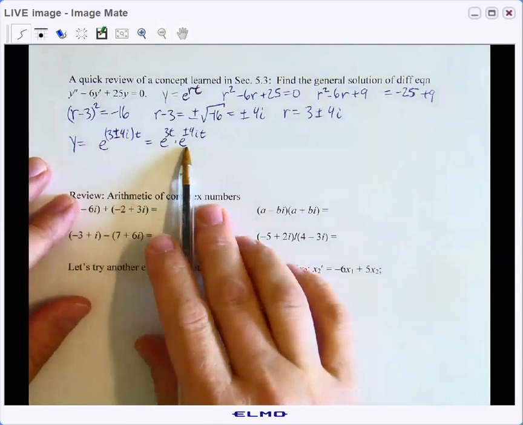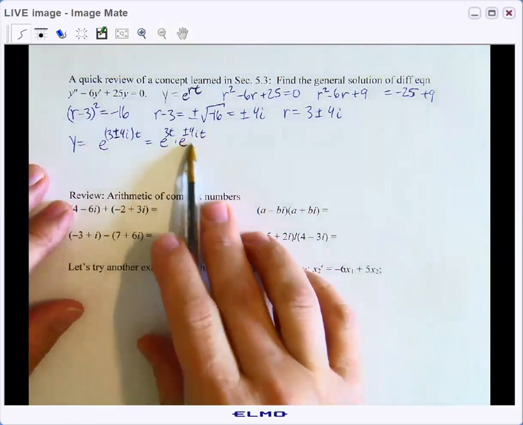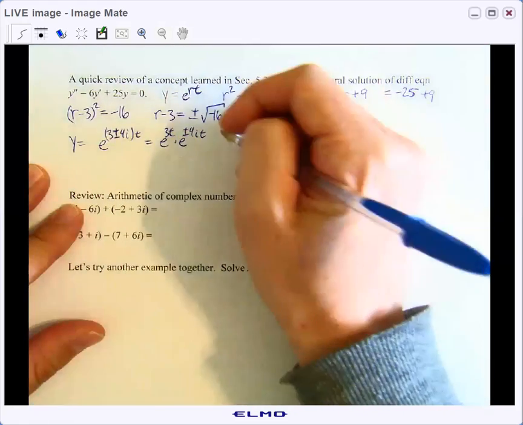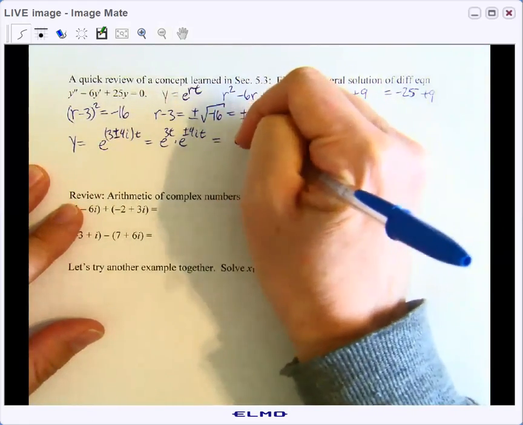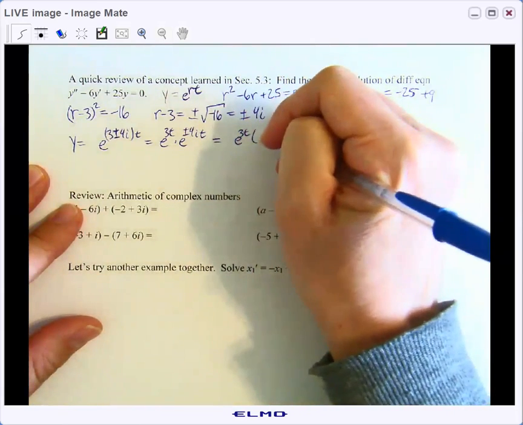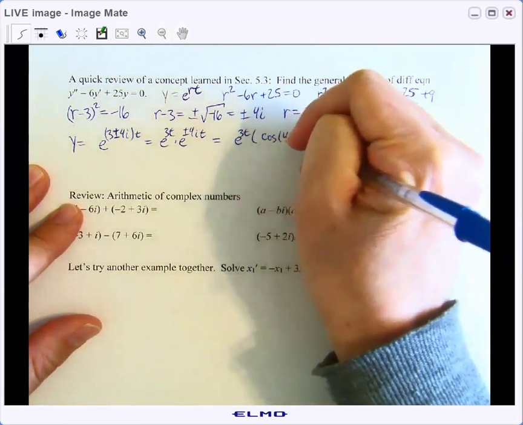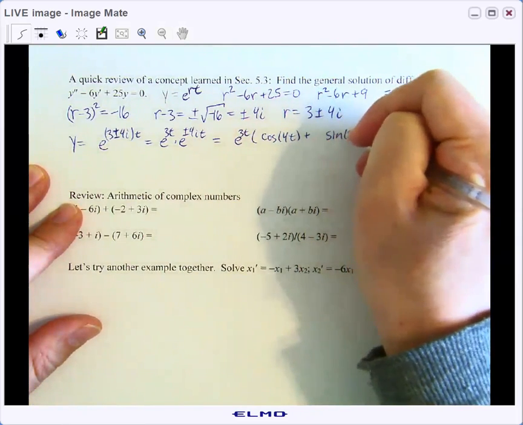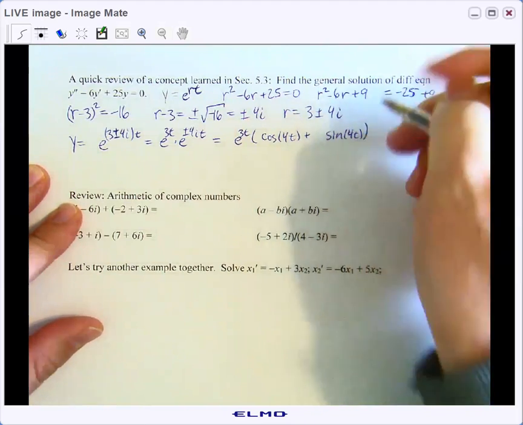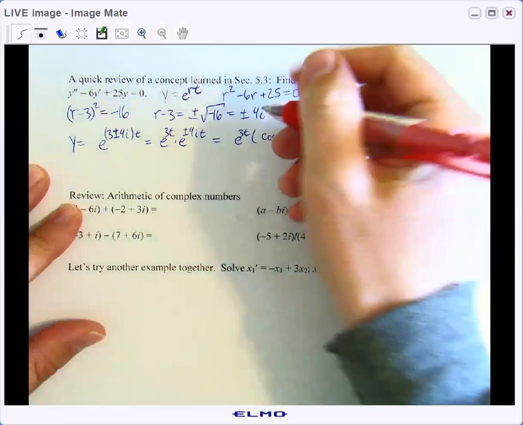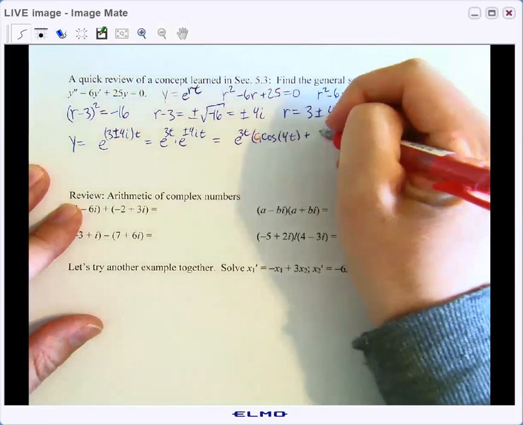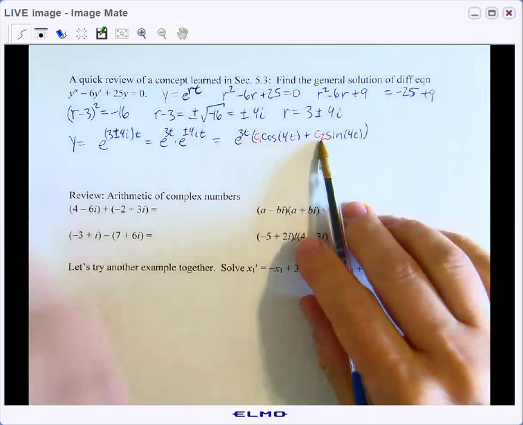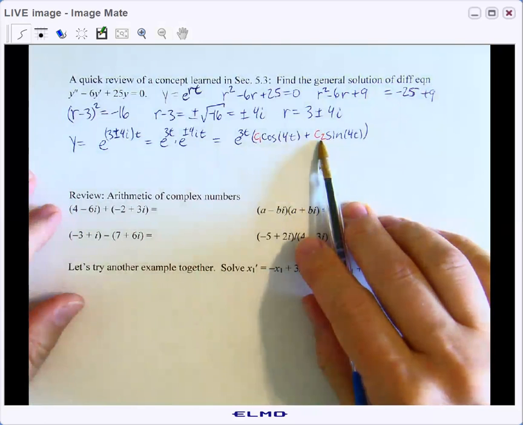So if we use Euler's formula, we can get our two linearly independent solutions from using just one or the other. So we would get e to the 3t times cosine of 4t plus i sine of 4t using Euler's identity. But we then said, hey, let's throw in some constants there. So we'll throw in a constant 1 here and a constant 2 there that might absorb the i's, and these don't have to be real constants, they can be complex.